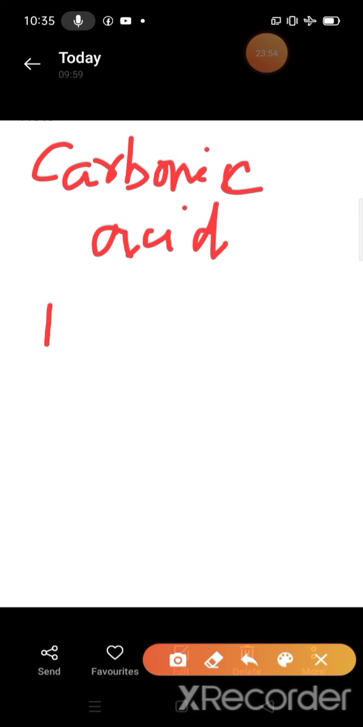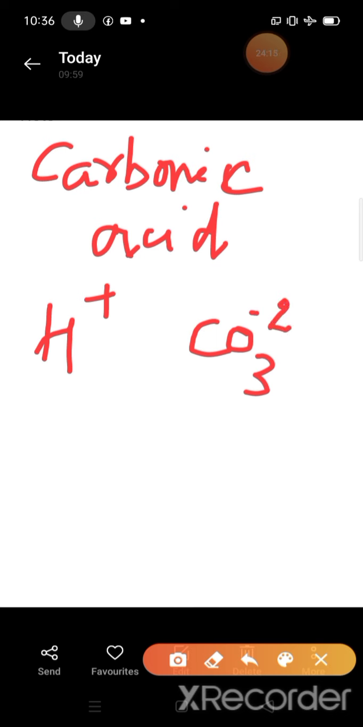Carbo, ic replaced with ate, gives carbonate. Carbonate means CO3 double negative. When the anion is written first in a name, ic is replaced with ate and us is replaced with ite. H has valency 1 and CO3 has valency 2. Valencies are cross transferred. The formula of carbonic acid is H2CO3.